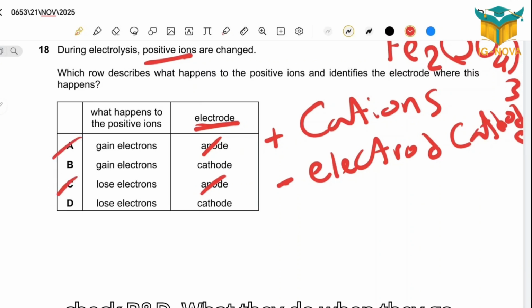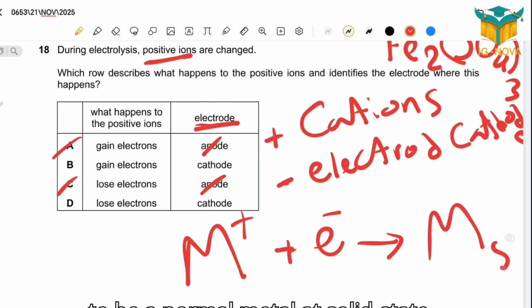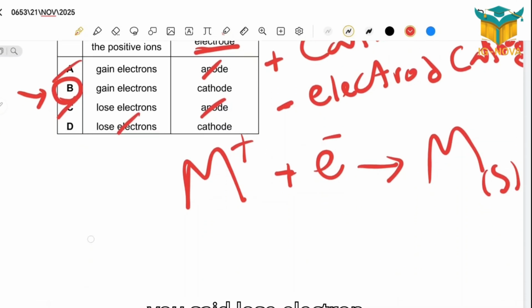So I have to check P and D. What do they do when they go to the cathode? They are positive ions, they gain their electrons back to be discharged. For example, a metal ion M+ gains the electron back to be a normal metal in solid state. Discharge it or change it. So we will choose gain electron. The correct answer is B, because here he said lose electron.